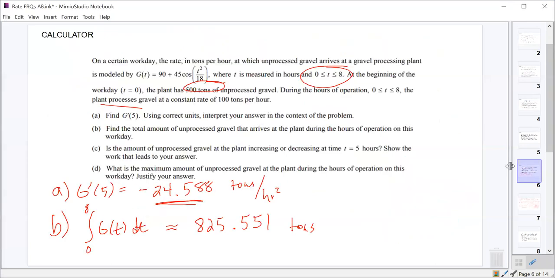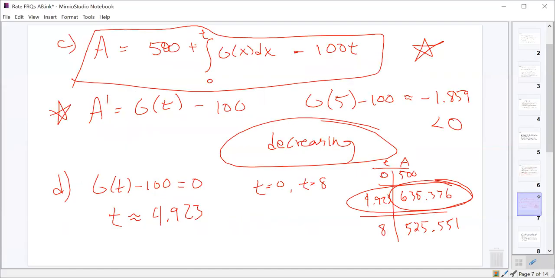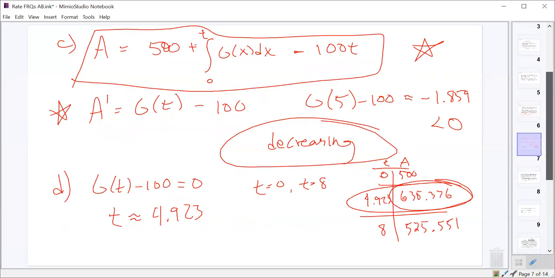The interpretation for part A was that the rate at which the unprocessed gravel is arriving is decreasing at this amount, at 24.588 tons per hour squared. Rate is decreasing. Everybody good there? Question? D? Yeah. No, this is good enough right here. Yeah. Other questions?